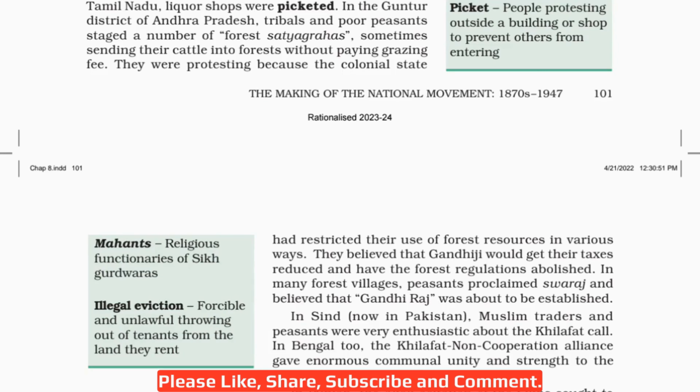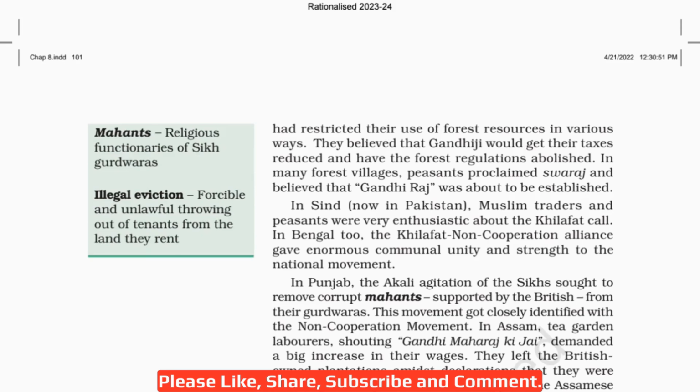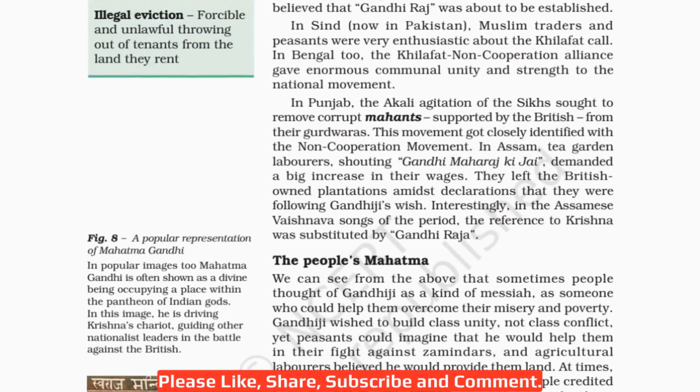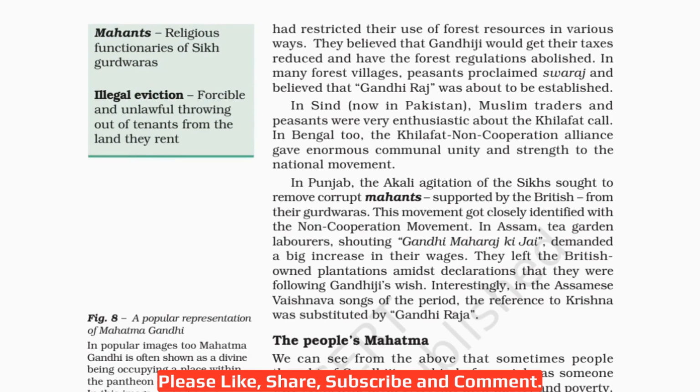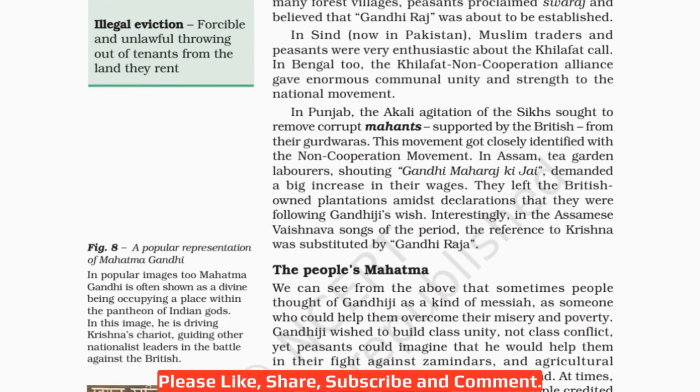In Sindh, now in Pakistan, Muslim traders and peasants were very enthusiastic about the Khilafat call. In Bengal, too, the Khilafat Non-Cooperation Alliance gave enormous communal unity and strength to the national movement. In Punjab, the Akali agitation of the Sikhs sought to remove corrupt Mahants. Mahants means religious functionaries of Sikh Gurdwaras, who were corrupt and supported by the British, from their Gurdwaras.